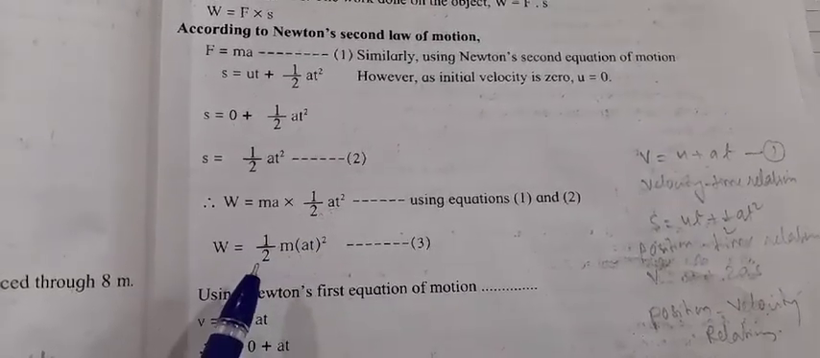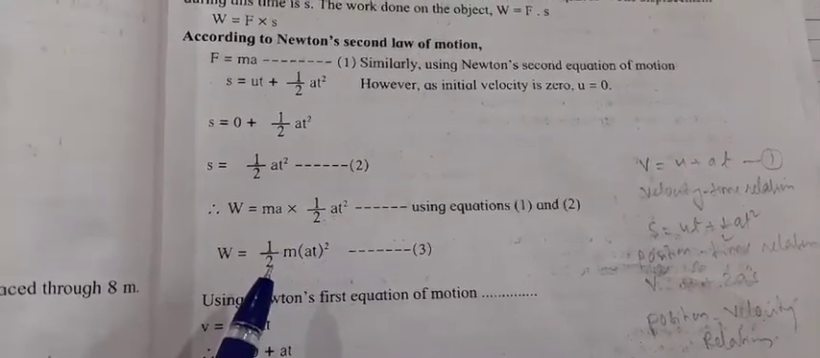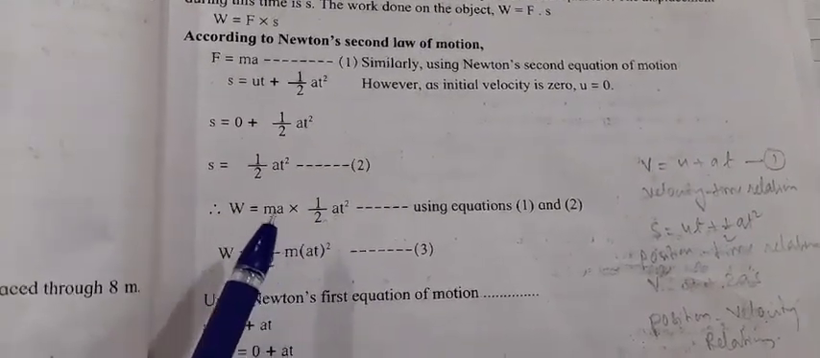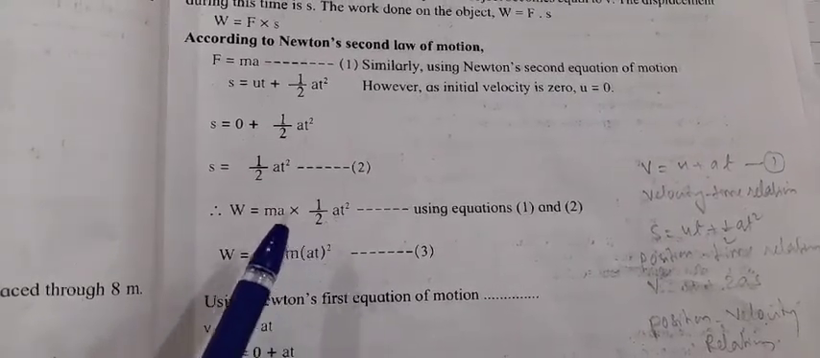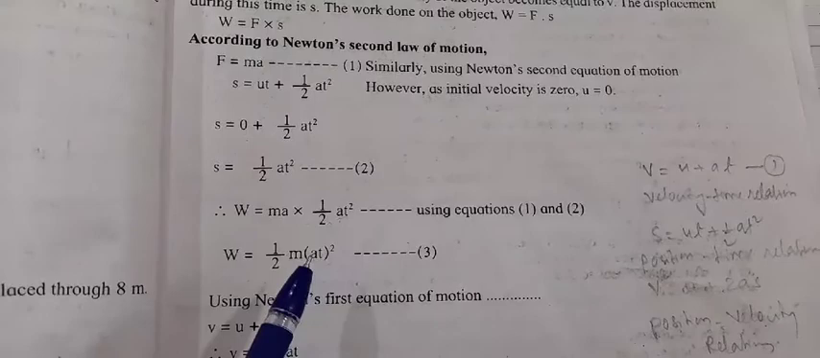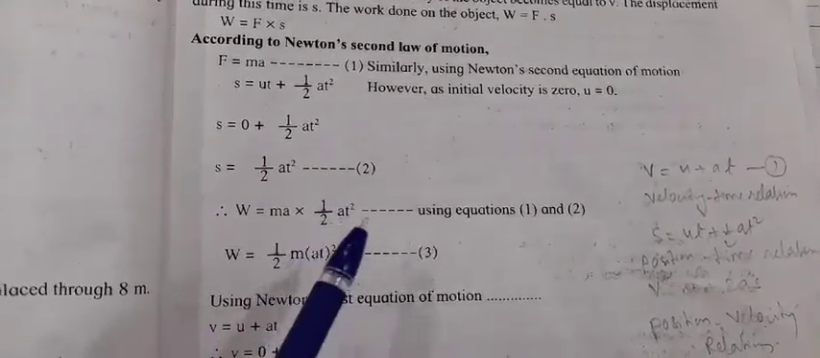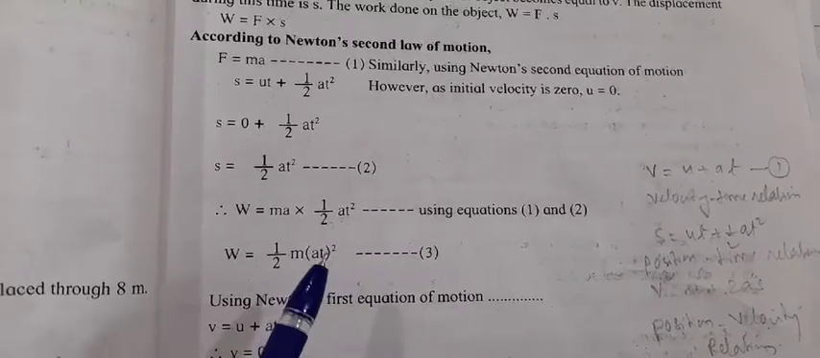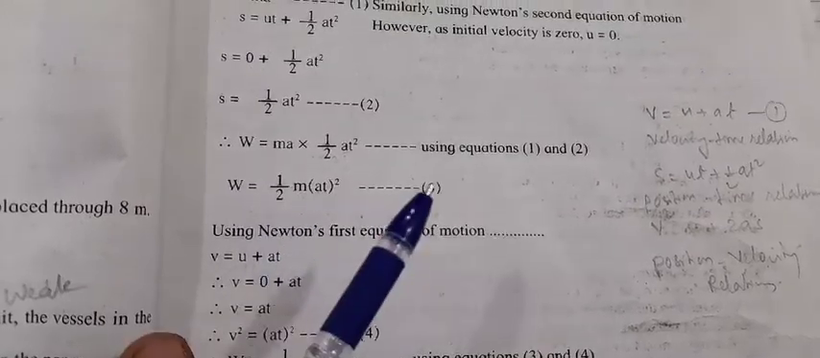Now can I write W is equal to, now I will rearrange this. Half I have taken here, 1 upon 2 into m as it is. Then instead of a into a, I have written a, then t square is there, so instead of writing separately I have written in the bracket (at) square. So we got the value of W as 1 upon 2 m (at) square. This equation I got.